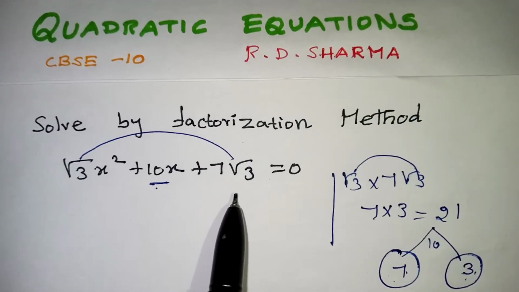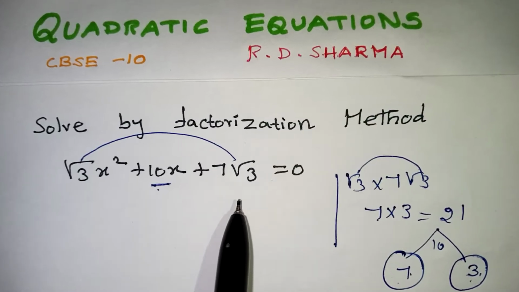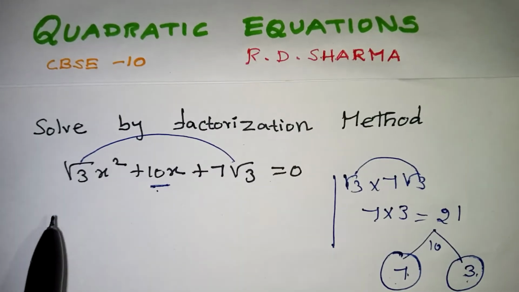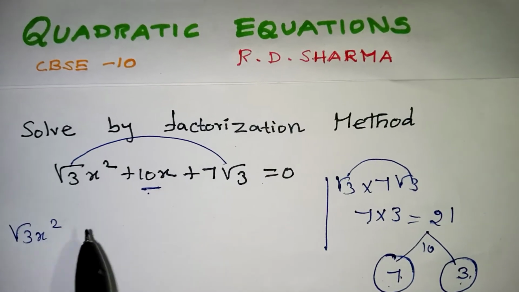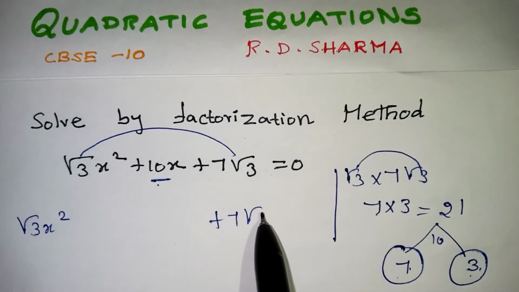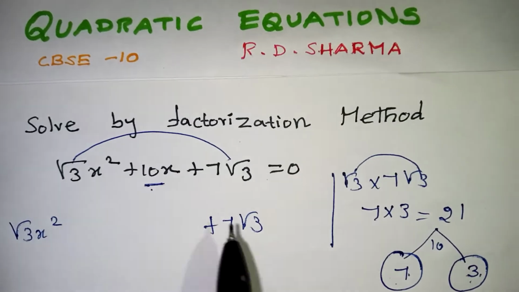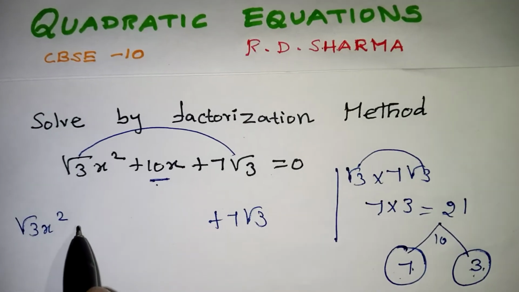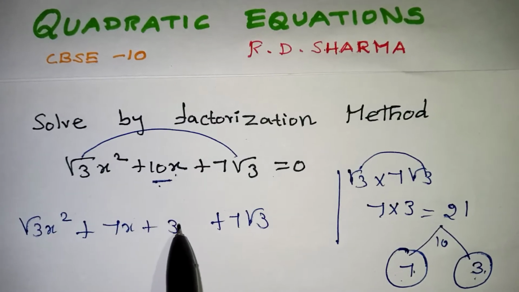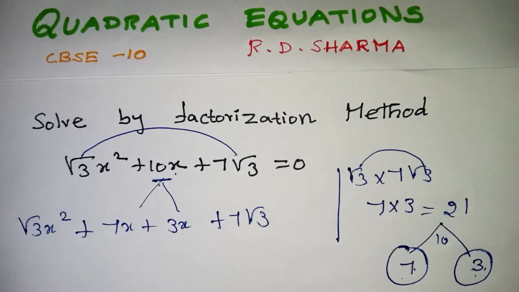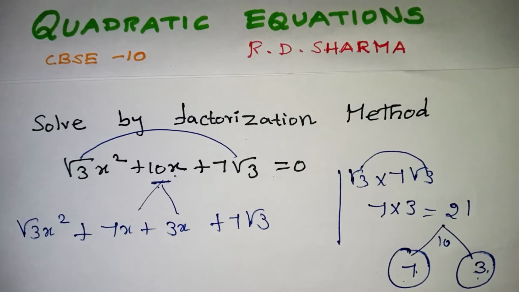The first term and the last term should be kept as they are to do the factorization method. So the root 3 x squared you keep as it is, and the plus 7 root 3 also keep as it is. The 10x alone should be replaced with these factors 7 and 3. So along with the x you should take 7x plus 3x. That means 10x is split into 7 plus 3.